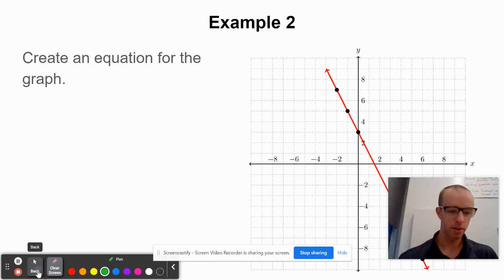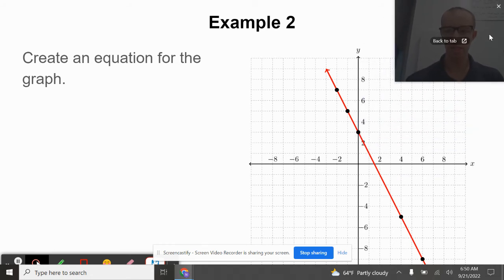All right, let me move my picture a little bit. It's in the way. There we go. Get this guy out of the way.